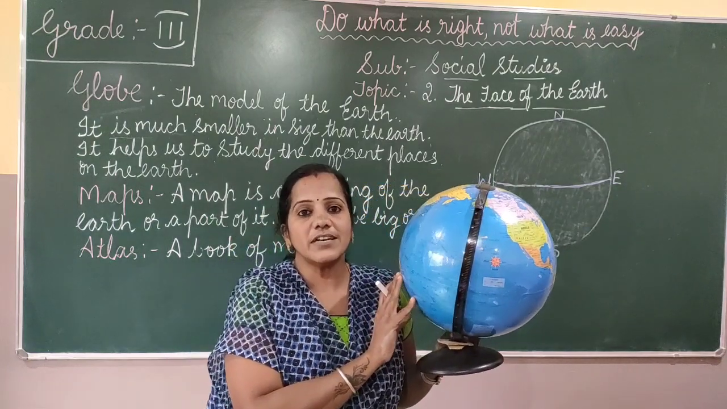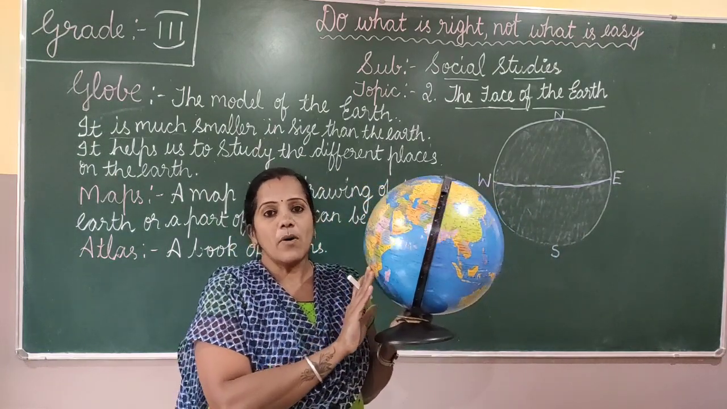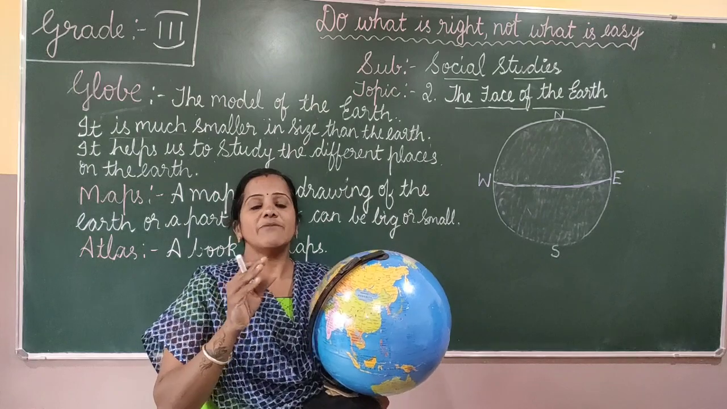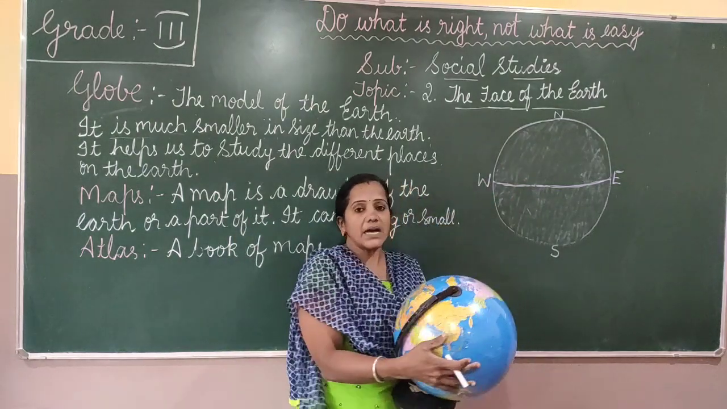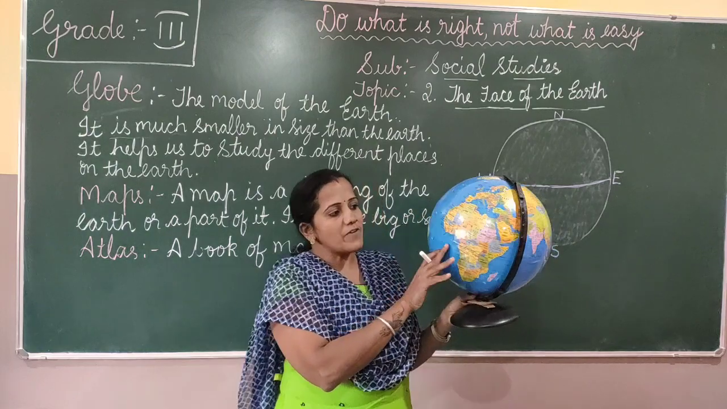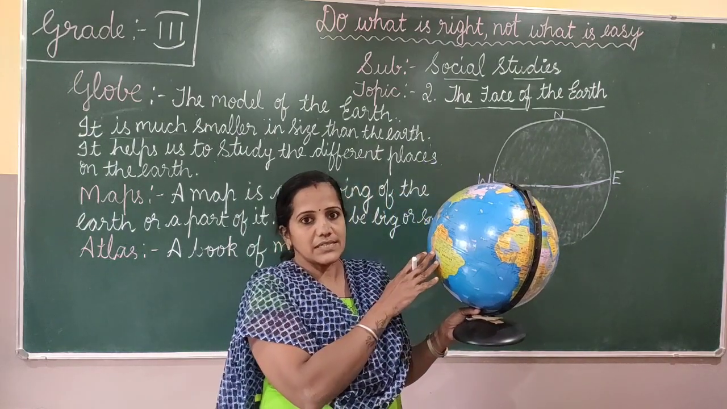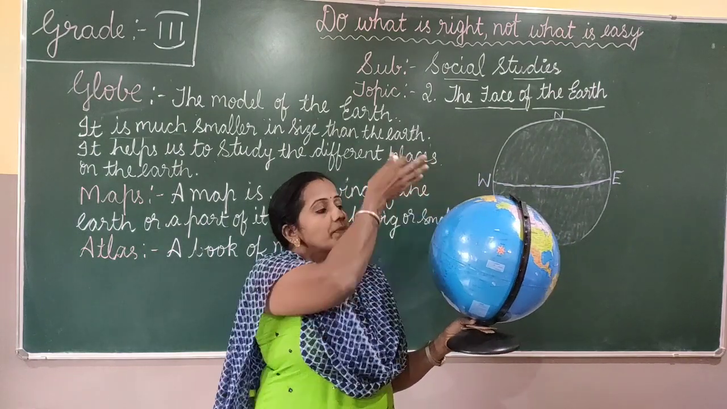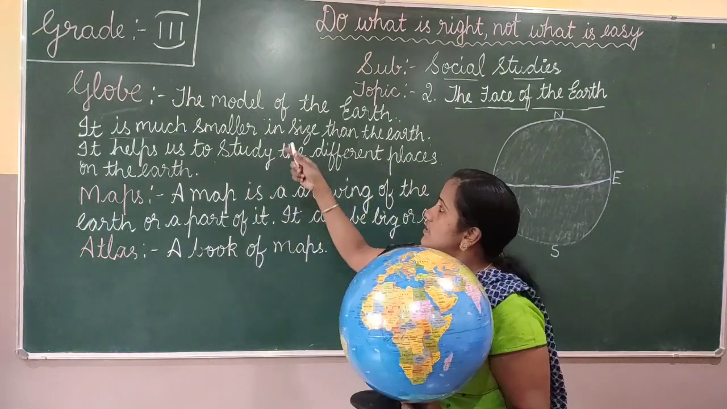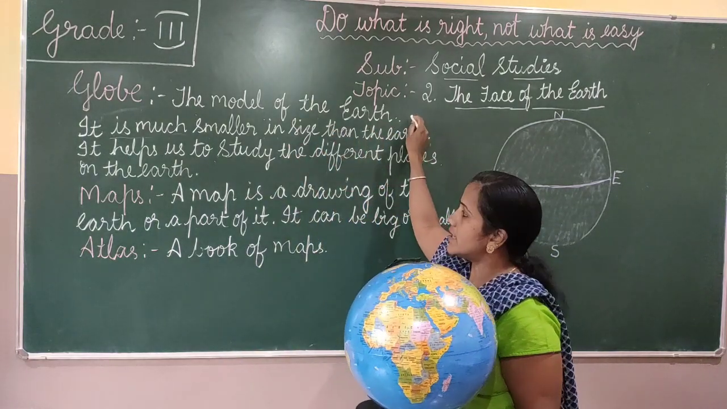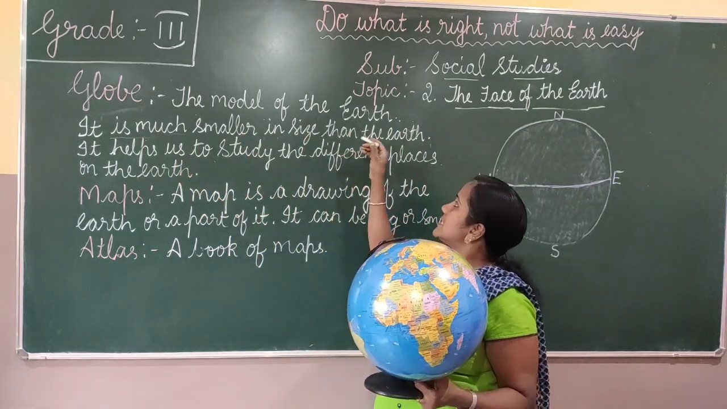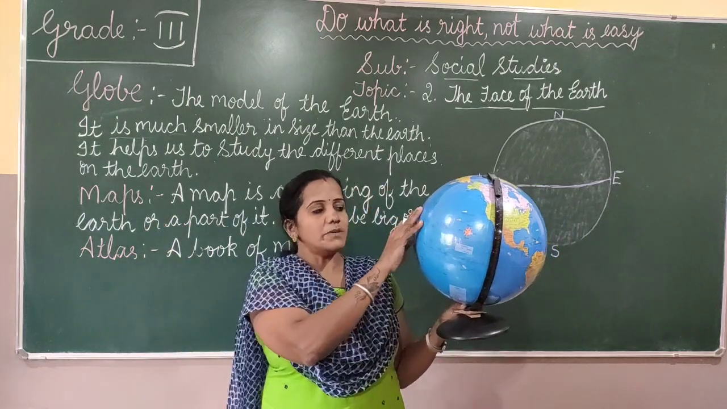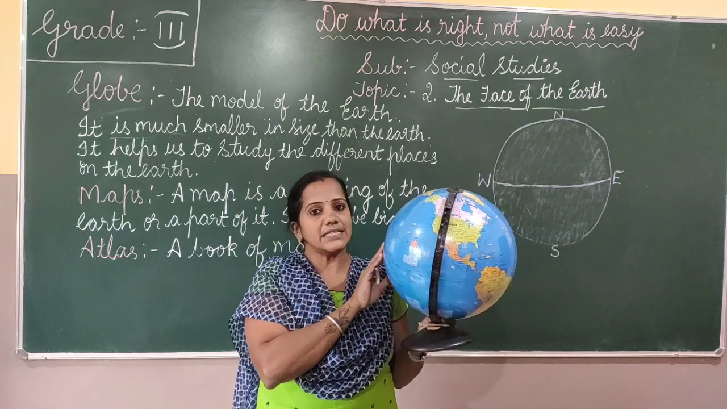So what is the shape of the earth? It is round like a ball, is it? So the earth is a very huge ball, and at a time we can see only a part of the earth. But in the globe we can see half of the earth at a time, is it? And we can rotate the globe like this and study the other part also. Is it, children? The model of the earth is called the globe, and it is much smaller in size than the earth. The earth is a very huge ball, so this globe is much smaller in size.